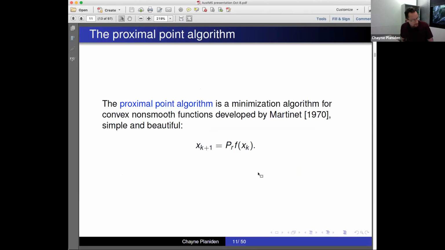Okay, so minimization algorithms. One of them is the proximal point algorithm, which I'm sure most of us are familiar with. And it's beautiful in its simplicity. It is basically this one line. The next iteration becomes the proximal point of the current iteration. That's all you have to do. Find the proximal point of f at the current point. That becomes your new point.